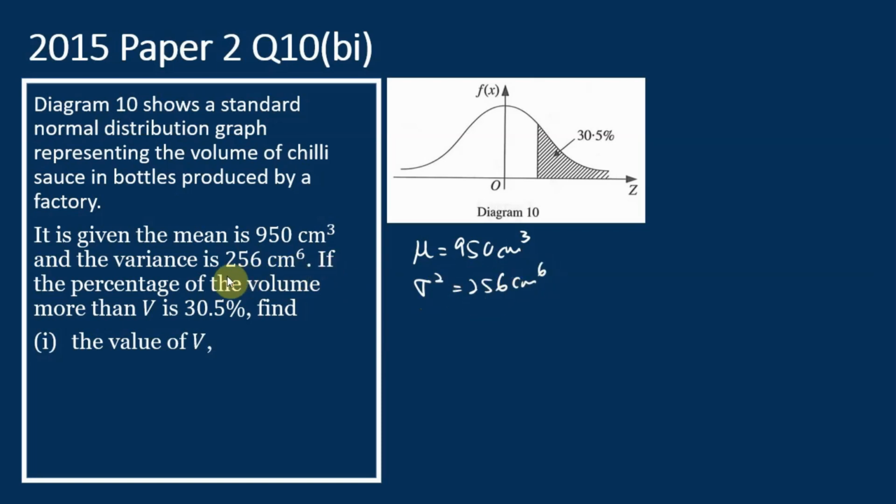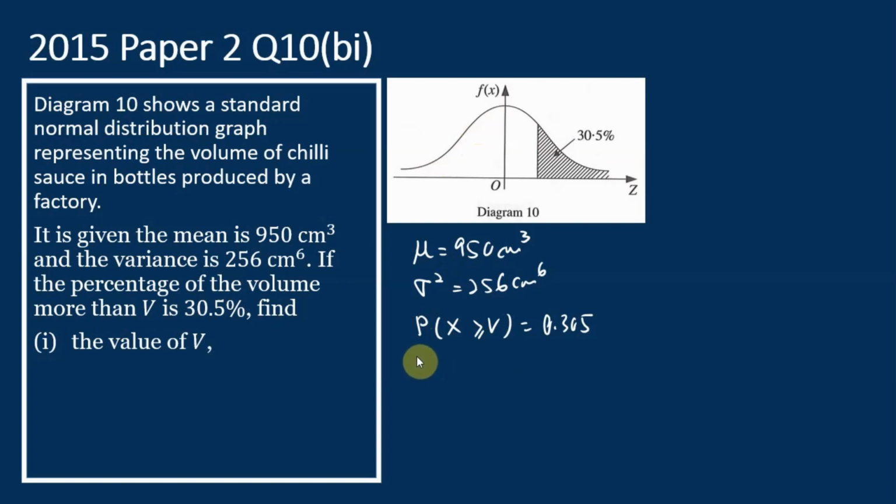The percentage of the volume more than V is 30.5%, which means the probability that we get a volume more than V is equal to 30.5%, which is equal to 0.305. So this tells us the probability that we get volume more than V. This is a standard normal distribution graph, so let's convert this to the Z-score.